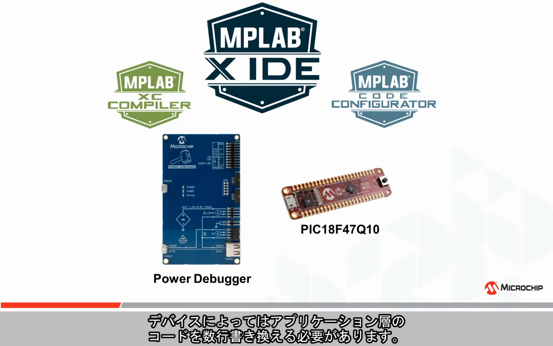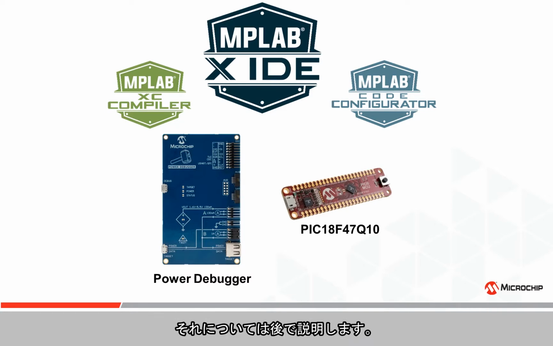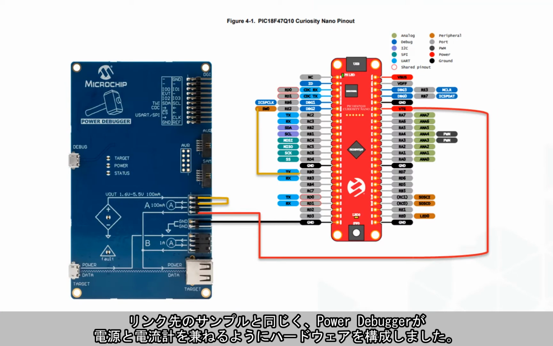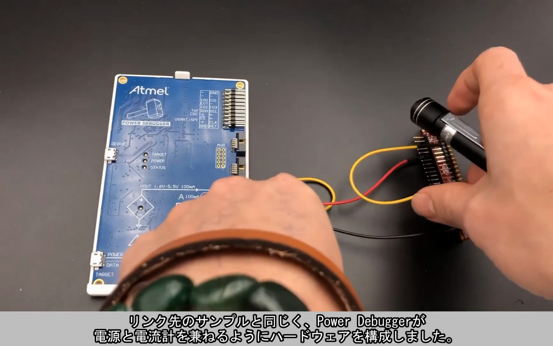Just note that you might need to change a couple of lines of code in the application layer depending on the device, which I'll point out later on. Okay, so similar to the linked example, I have my hardware configured as shown to allow the power debugger to function as both a power supply and an ammeter.